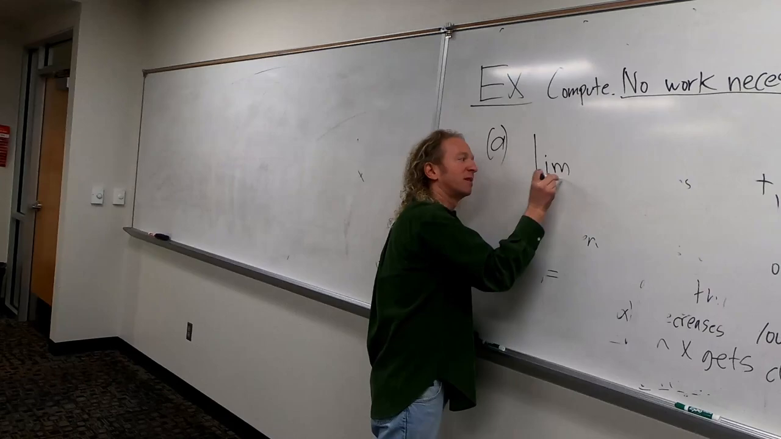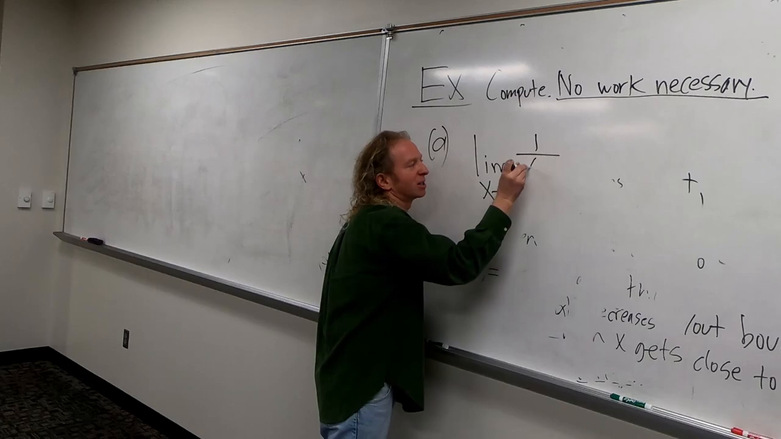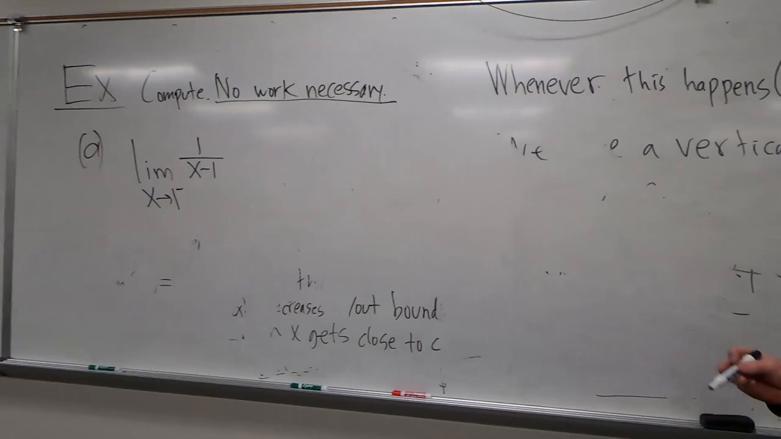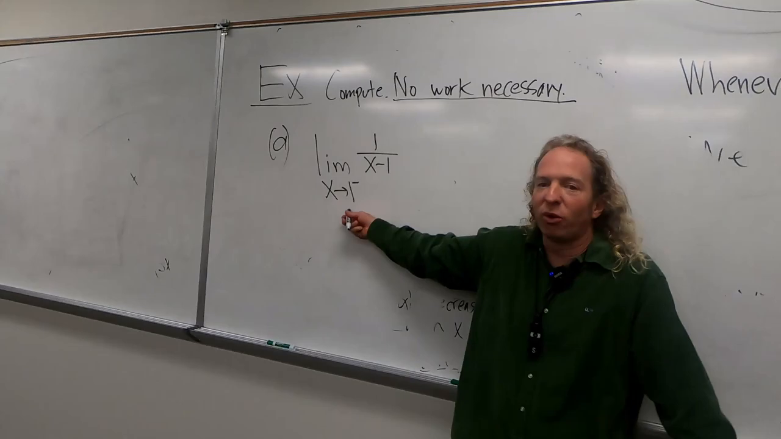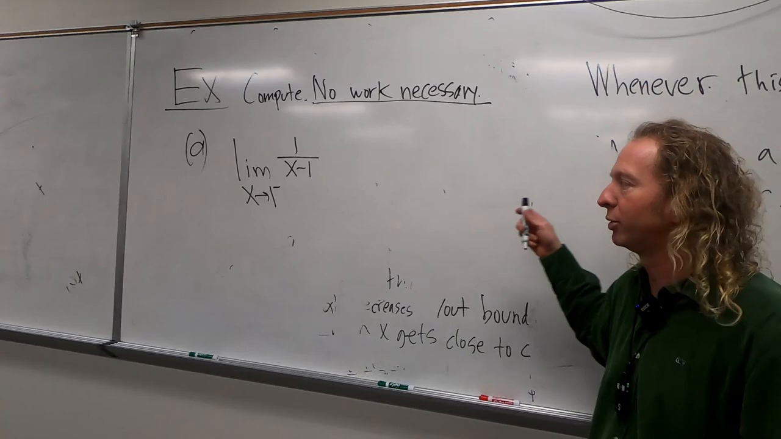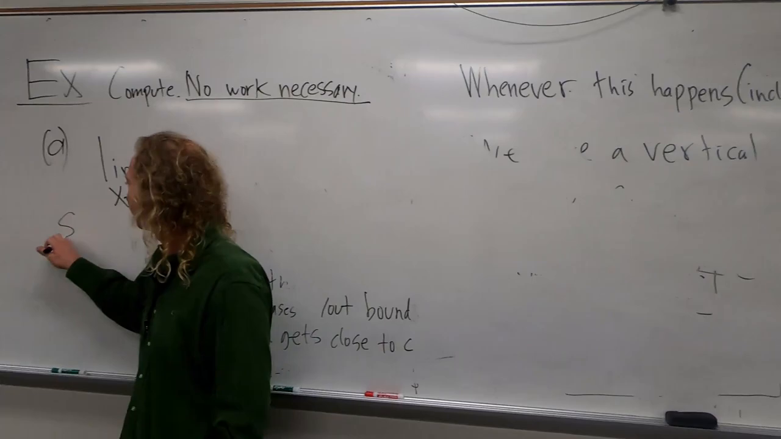Limit as x approaches 1 from the left of 1 over x minus 1. I don't know what the answer is. I haven't thought about it. But you could put it in your calculator and graph it and try to get the answer. If you plug in 1, it fails, right? Because you get 1 over 0, so it doesn't work. So how do you do it?